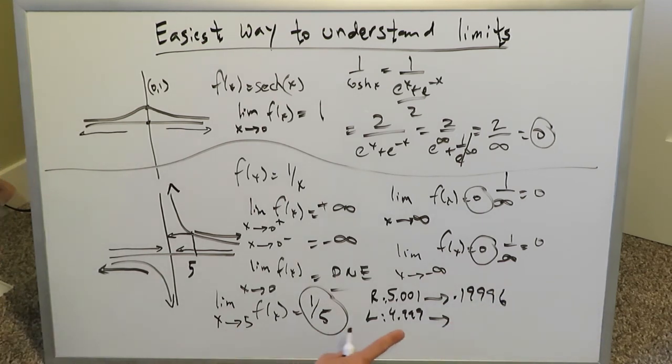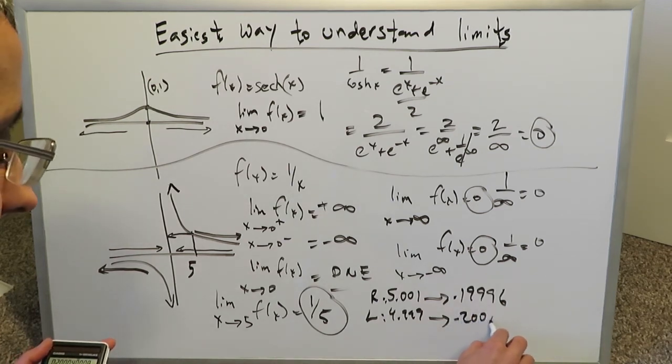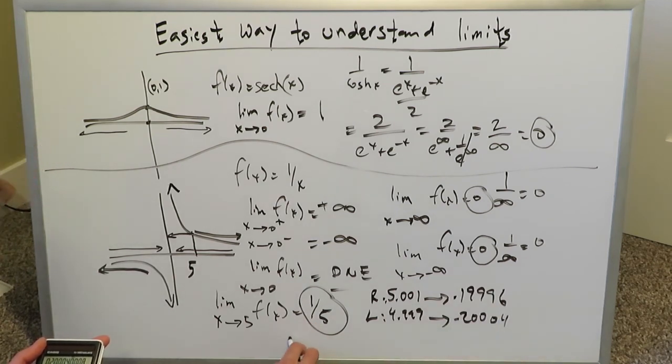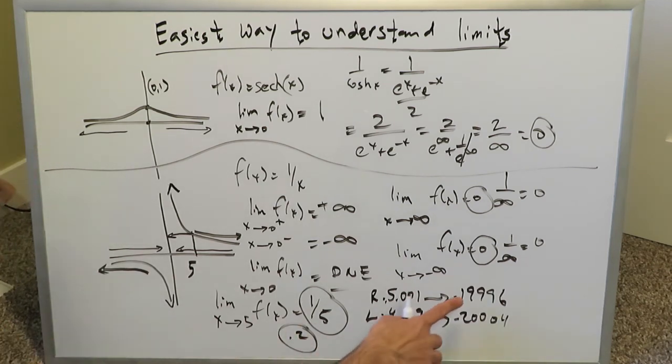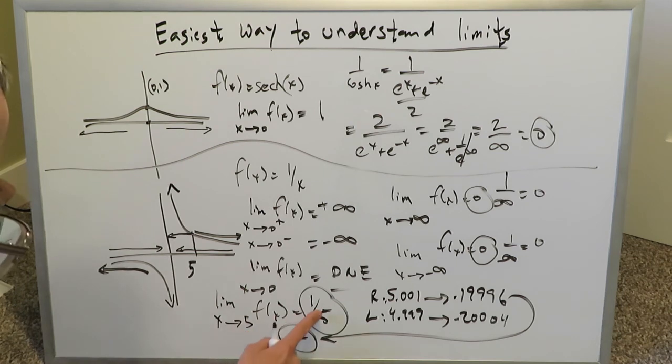Now if you test 4.999, remember this is a value coming towards 5 but from the left. 4.999 is the value left of 5, 5.001 is the value right of 5. So 1 divided by 4.999, I get 0.20004, and we know exactly 1 over 5 is just 0.2. But look at these: as you add more zeros for this right side value, or as you add more 9s, these values are going to come close to 0.2, or 1 over 5. So you can clearly say the limit as x approaches 5, this function will approach 1 over 5.